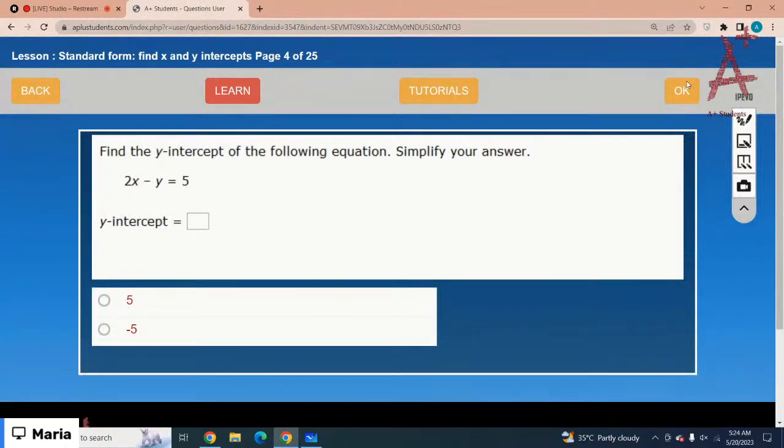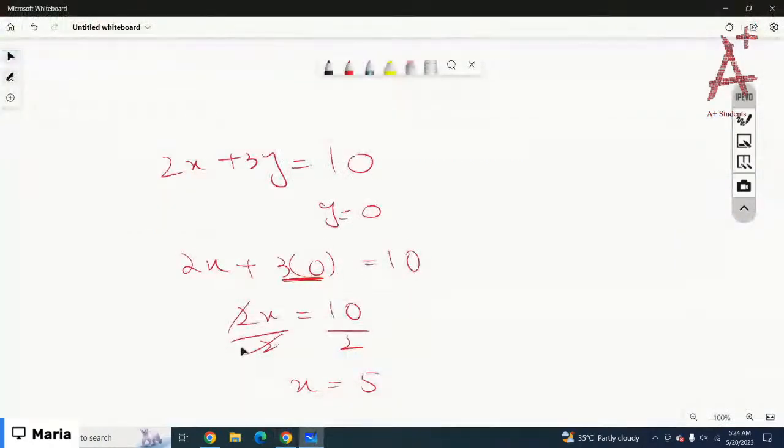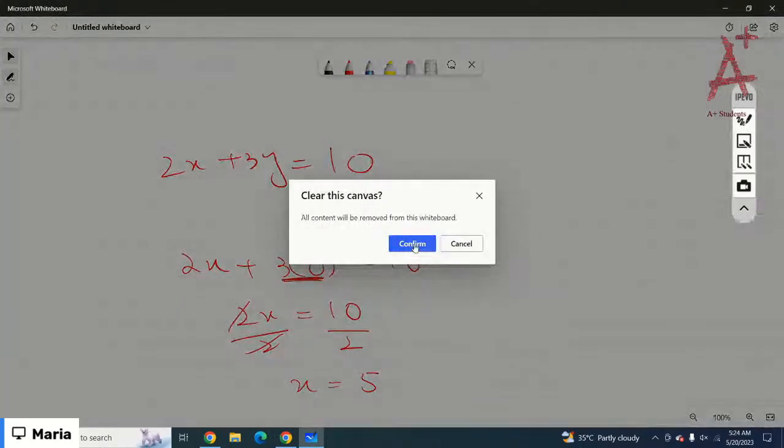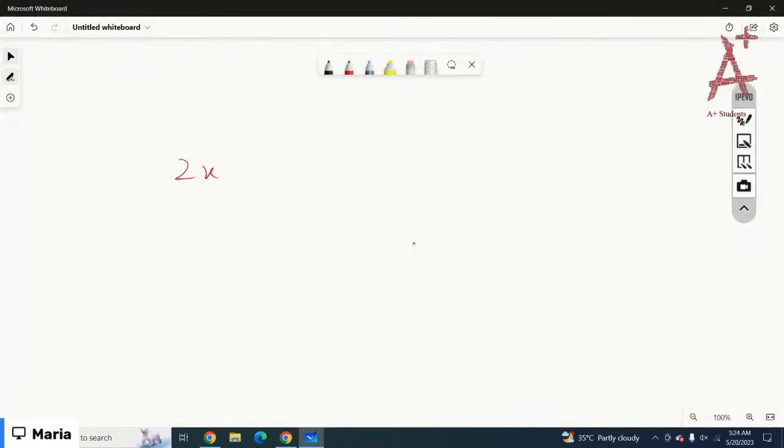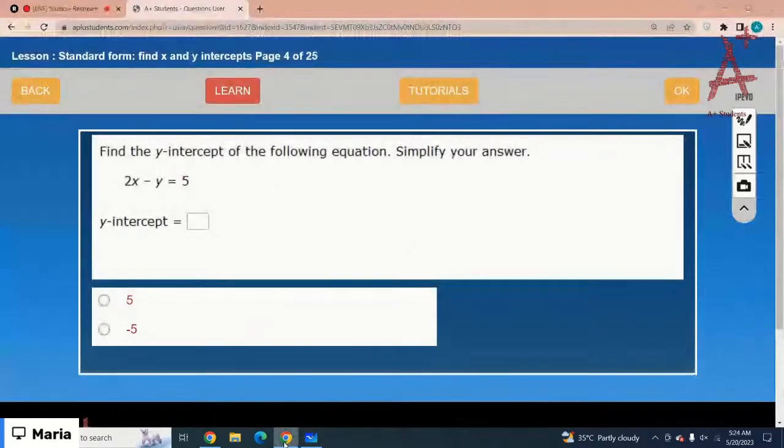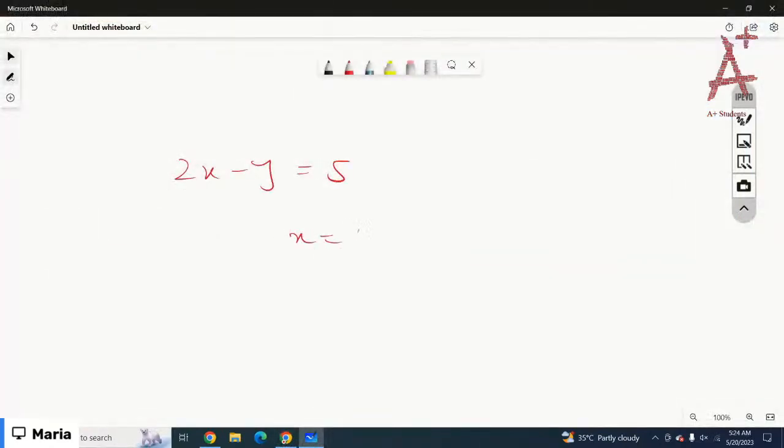Okay, the next one is 2x minus y equals 5, and you need to calculate the y-intercept. That means you have to put x equals 0. It would be 2 times 0 minus y equals 5. 2 times 0 is 0, so y equals negative 5. That means when x equals 0, y equals negative 5.